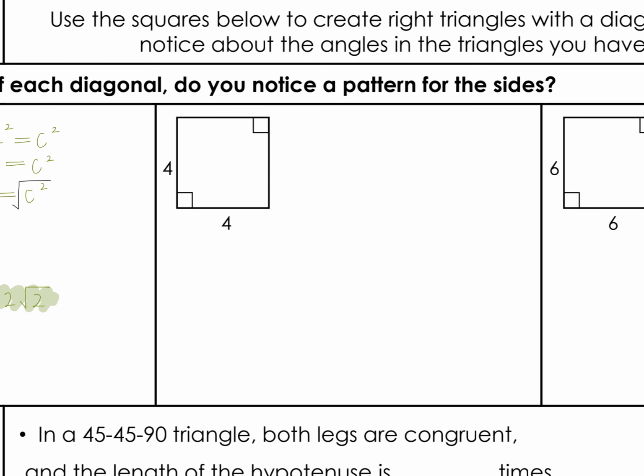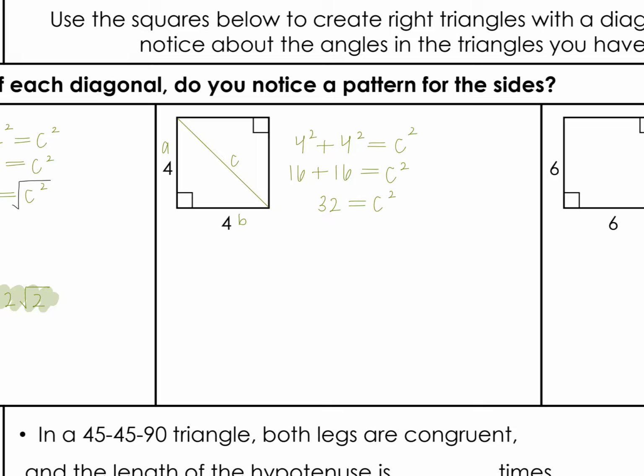Okay, so give me a second. I'm going to create my diagonal. Okay, and so now that I have that diagonal, I'm going to label my A, B, and C. And let's plug into my formula. So we've got 4 squared plus 4 squared is equal to C squared. So 4 squared is going to give me 16 plus 16 equals C squared. So my C squared is going to be equal to 32.